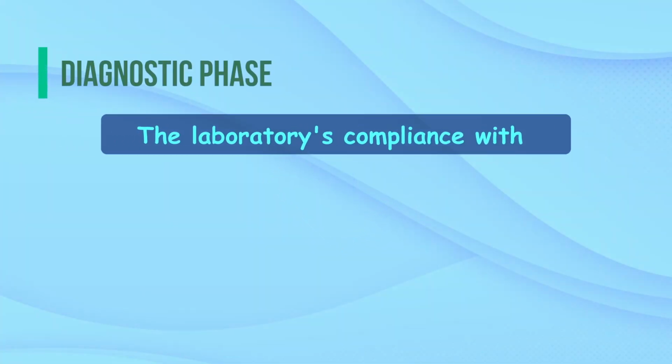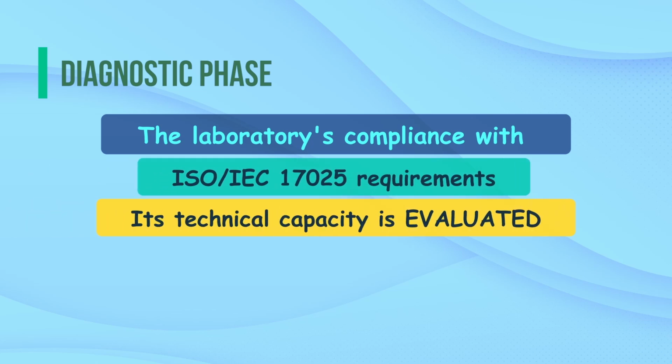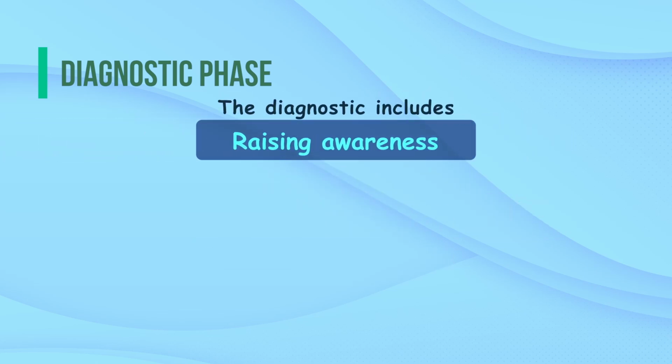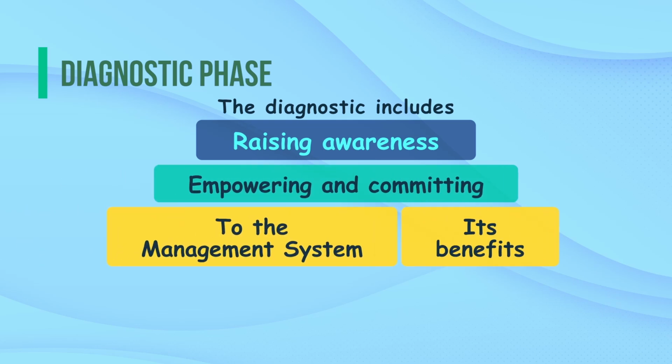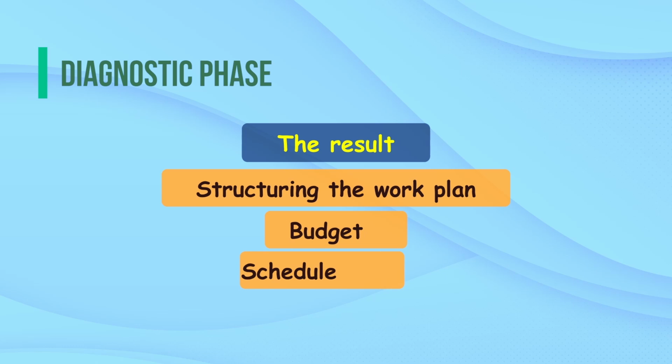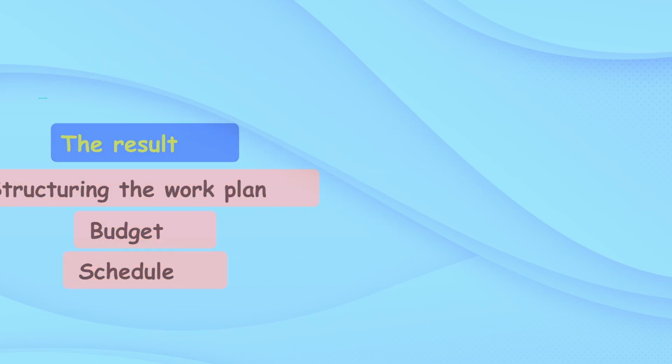1. Diagnostic phase. Initially, the laboratory's compliance with ISO/IEC 17025 requirements and its technical capacity is evaluated. The diagnostic includes raising awareness among the staff as an essential part of empowering and committing to the management system and its benefits. The result of this phase allows structuring the work plan, budget, and schedule.